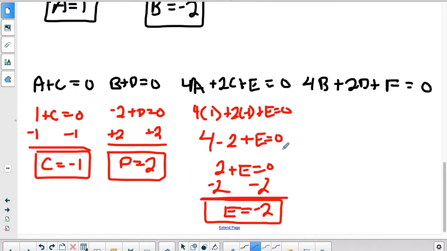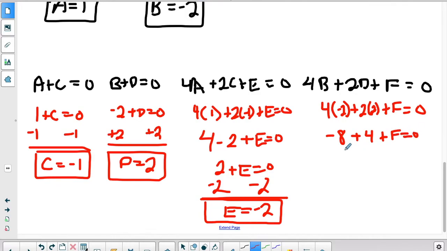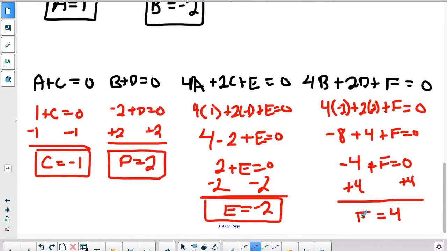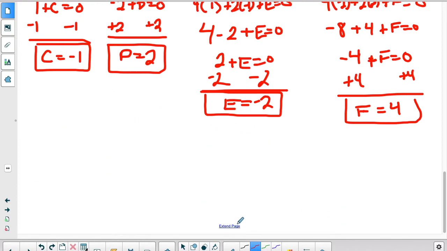Okay, now we're up to 5 letters that we have solved. We just need one more. We need to solve for f. But I know what the value of b is for this equation here. It's -2. I know the value of d here is 2. Plus f is equal to 0. Well, 4 times -2 is -8. 2 times 2 is 4, so plus 4 plus f equals 0. -8 plus 4 is -4, plus f equals 0. So we can add 4 to both sides, and when we add 4 to both sides, we get f is equal to 4. So we have this one here.